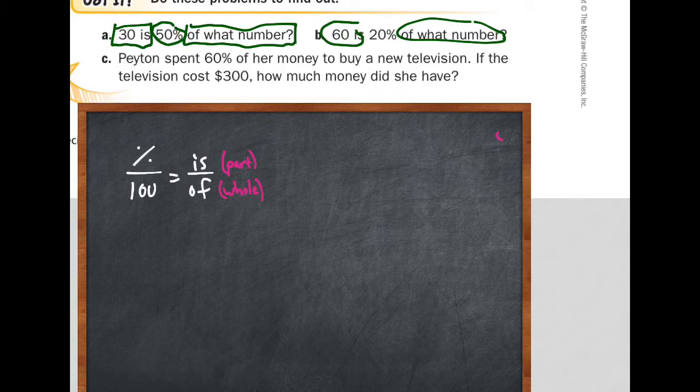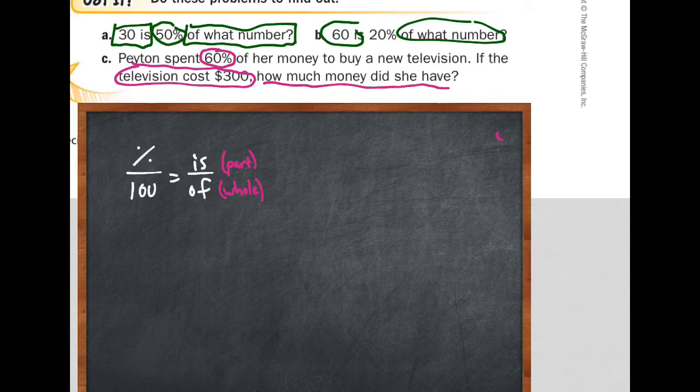Now, it's not going to say the word part and whole. You just have to know which number is the part, which number is the whole. So watch as we do C. First, let's read it. It says, Peyton spent 60% of her money to buy a new television. So there's her percent, by the way. If the television cost 300, so the television cost 300, how much money did she have?